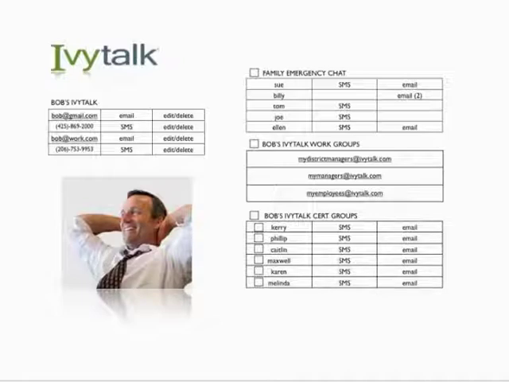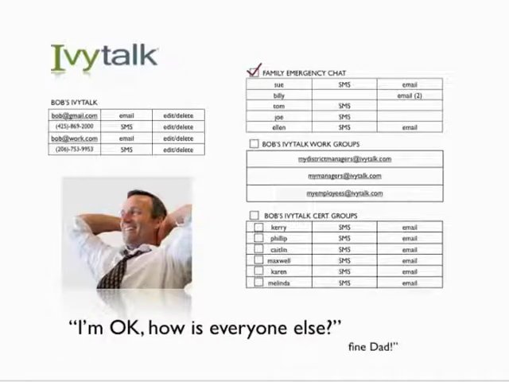Now when that emergency happens, the first thing Bob does is check the box by his family emergency list, which he has set up as a chat group. Everyone can send and everyone receives all the replies. He begins the chat. How is everyone? The messages start to flow quickly, and everyone is updated on everyone's status in real time.